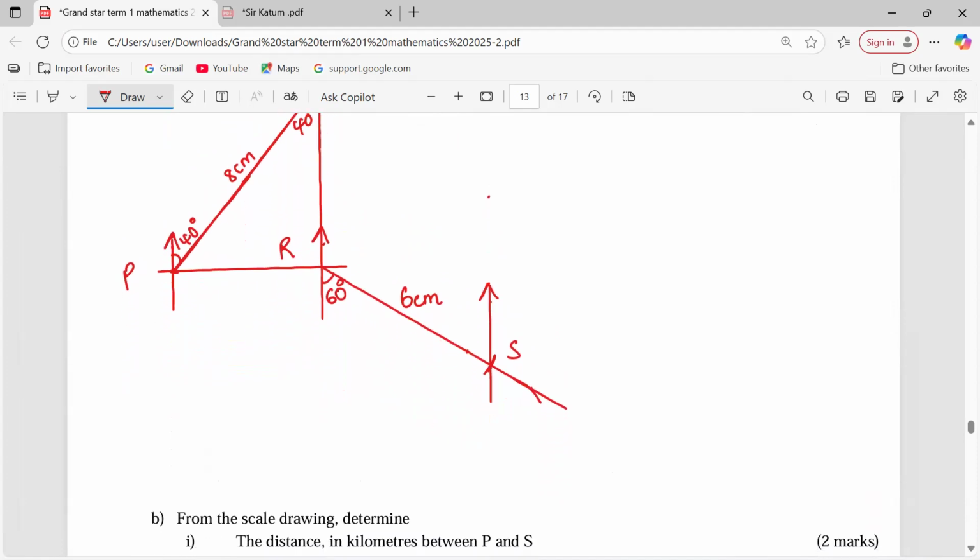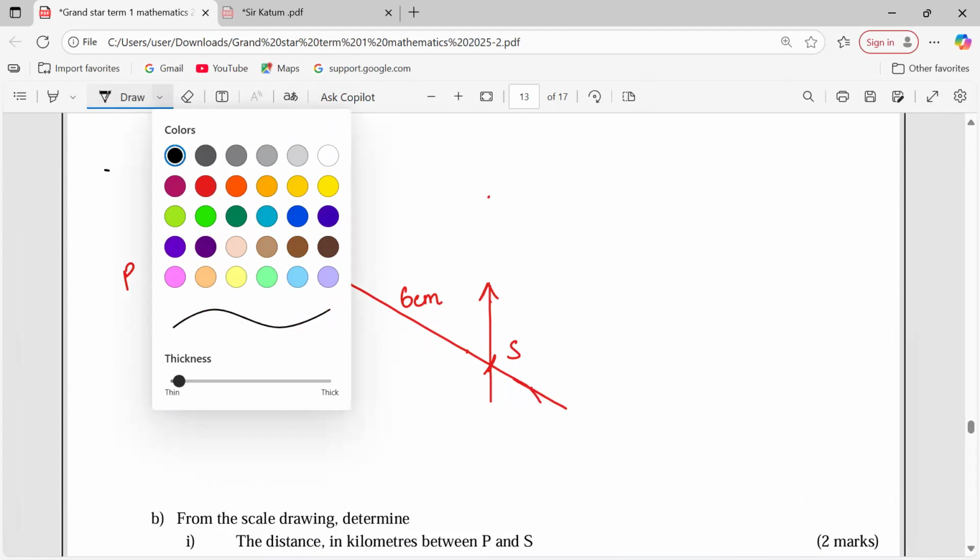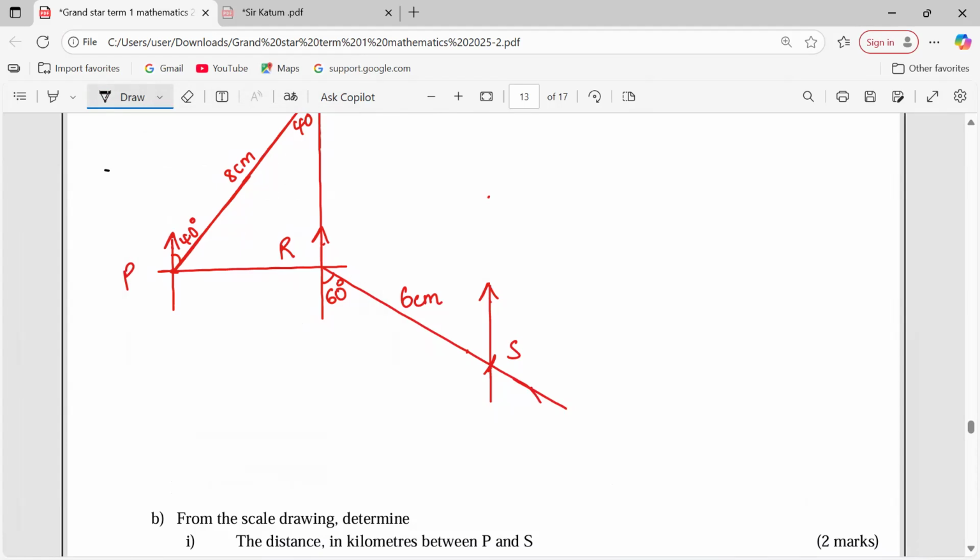So we can join Q and P, and we can join P and S. P and S can be joined so that we have a complete figure. P and S properly joined. So that is it. We have our ranch well constructed.